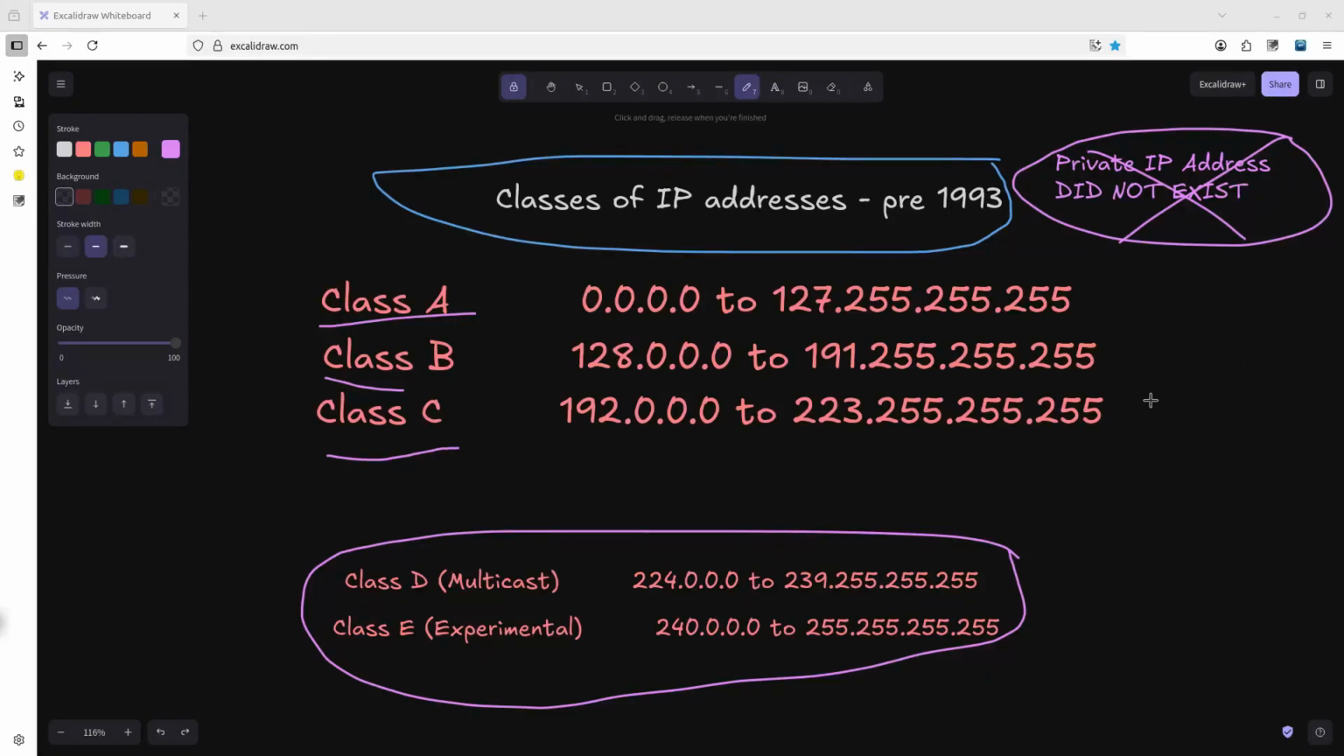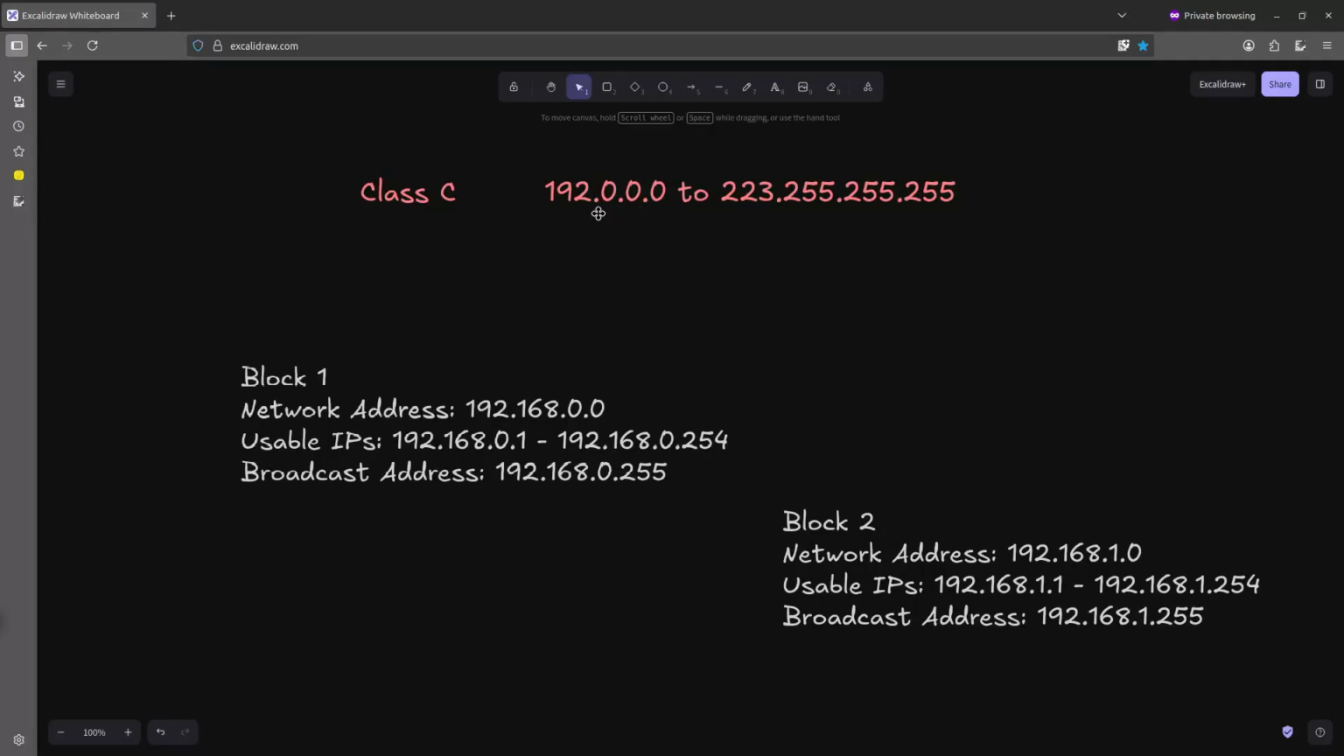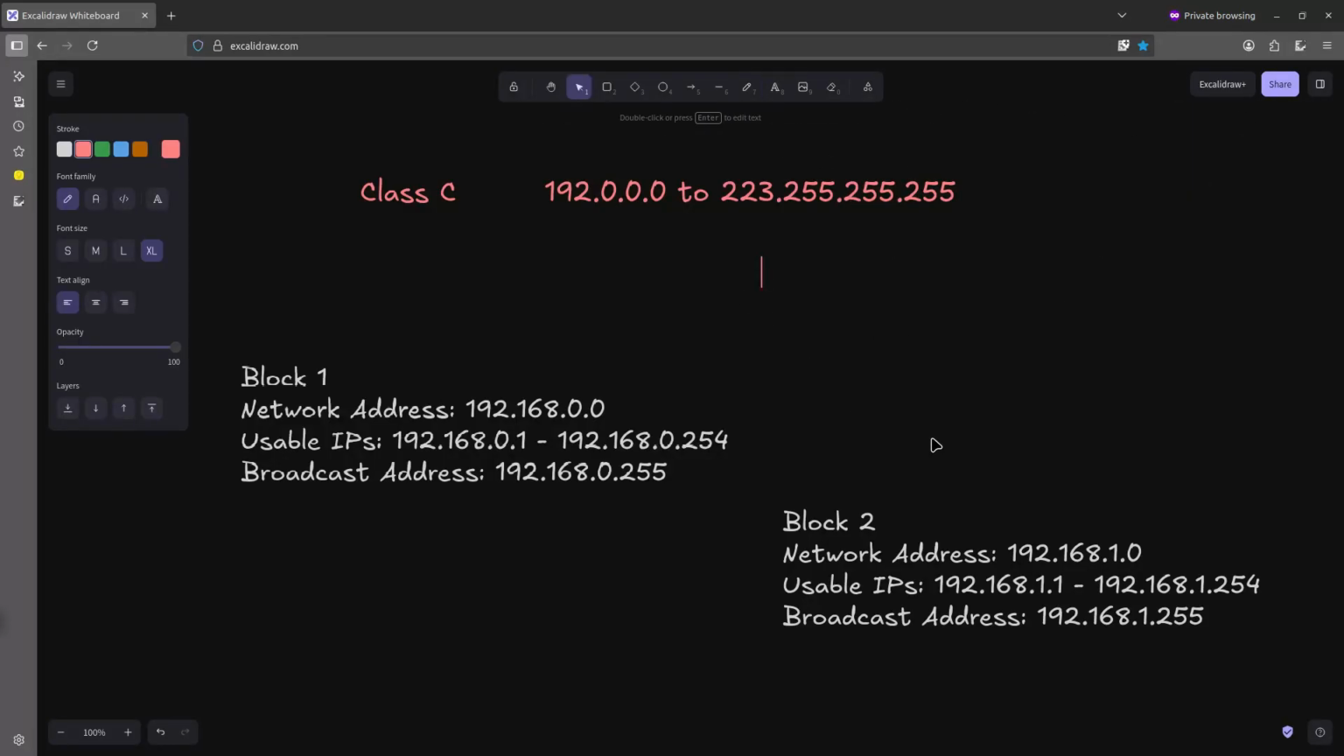So let's isolate class C. Let's zoom into it and analyze its anatomy, okay? So this is class C. The numbering begins from 192 and ends with 223.255.255.255, okay? And if you remember in my previous videos, every network block has 254 usable IP addresses, okay? Why 254? I've explained it in the previous video.